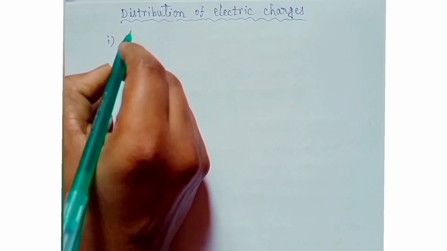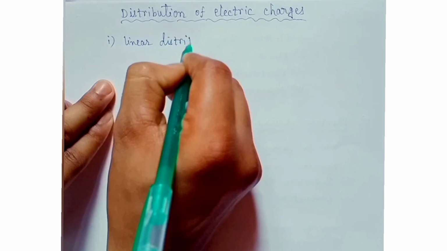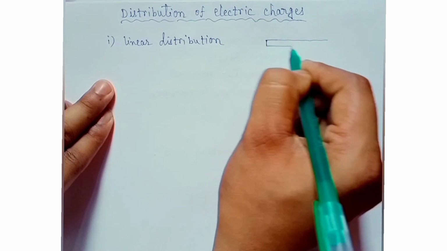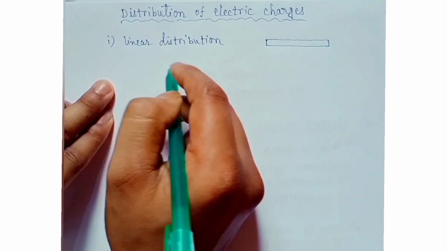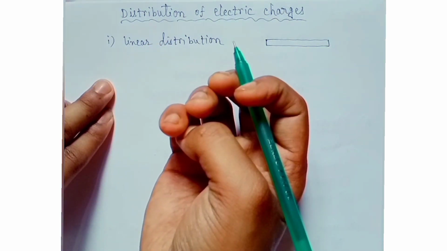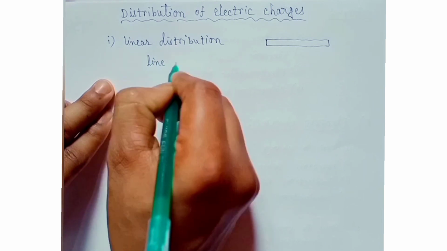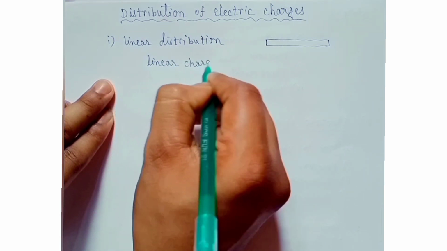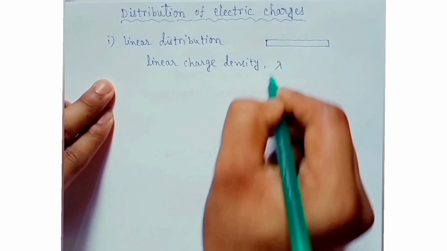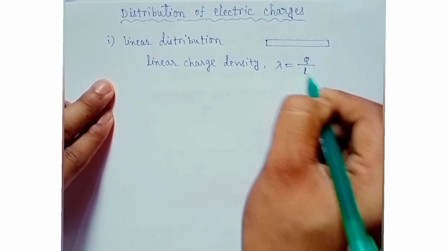First is linear distribution. That means charge can be distributed over the length of a conductor. Okay, so this is called the linear distribution. In the linear distribution, the amount of charge per unit length is called the linear charge density or the line charge density, which is symbolized as lambda and defined as total amount of charge divided by total length of the rod.